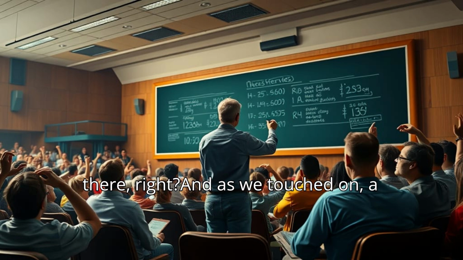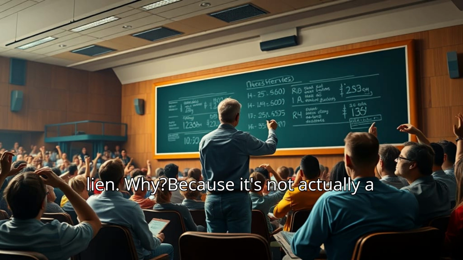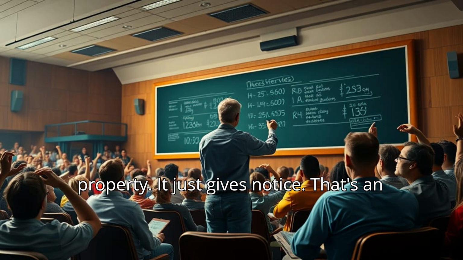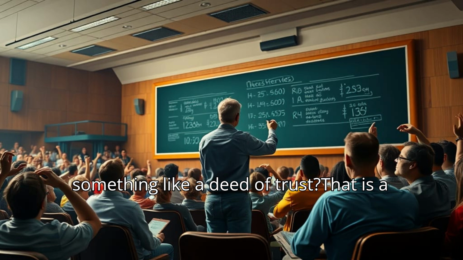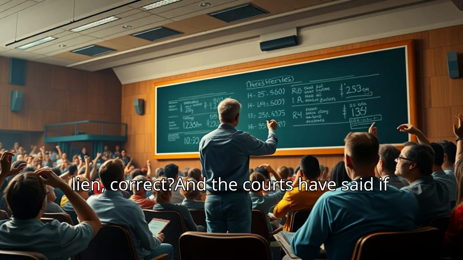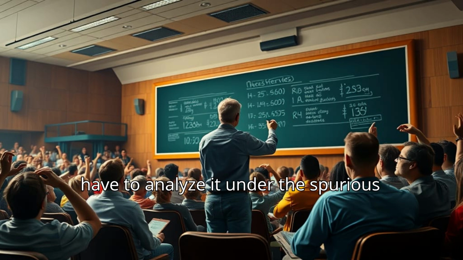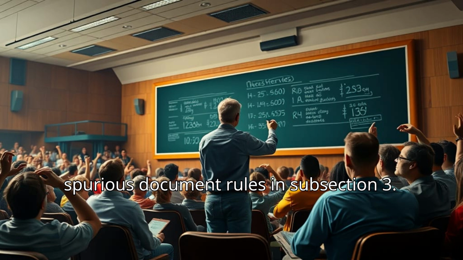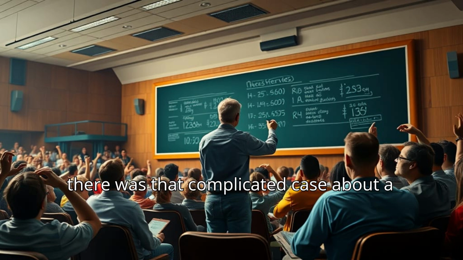Right. And, as we touched on, a notice of lis pendens is not a spurious lien. Why? Because it's not actually a lien. It doesn't attach a debt to the property. It just gives notice. That's an important distinction. What about something like a deed of trust? That is a lien. Correct. And the courts have said if you're challenging a deed of trust, you have to analyze it under the spurious lien rules in subsection 4, not the spurious document rules in subsection 3. Procedural detail, but important.